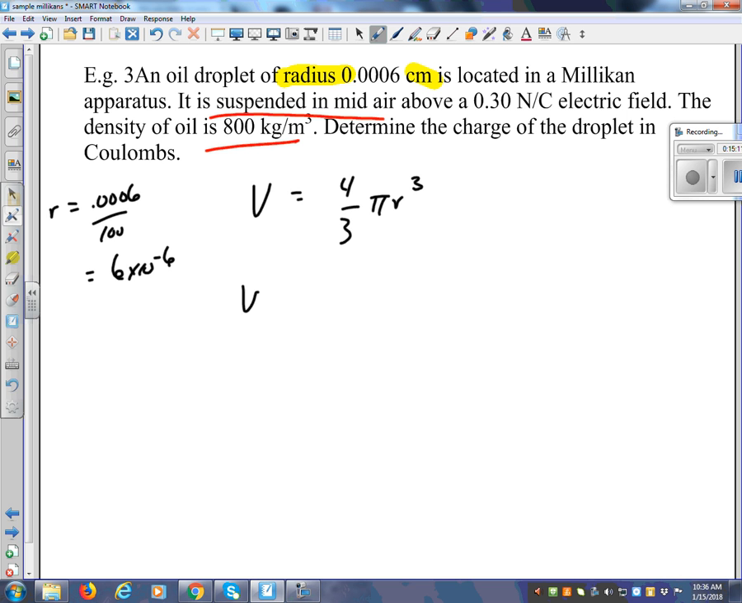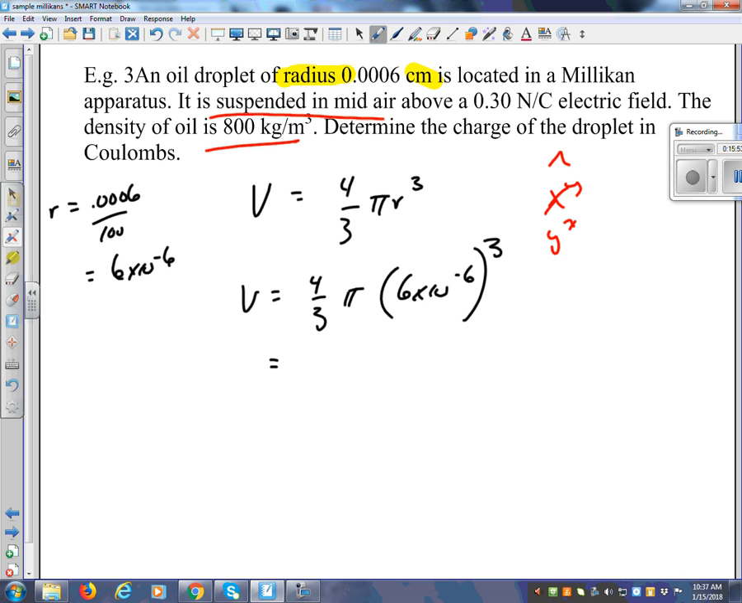Okay, so volume is going to be 4/3 pi times 6 times 10 to the minus 6 cubed. Try it on your calculator. Do you know how to do cubes on your calculator? Some of you will have a cube button. Some of you won't. Some of you will have to use the button to the power of 3. Some of you will have an x to the y or a y to the x that you'll have to use. So let's just try that.